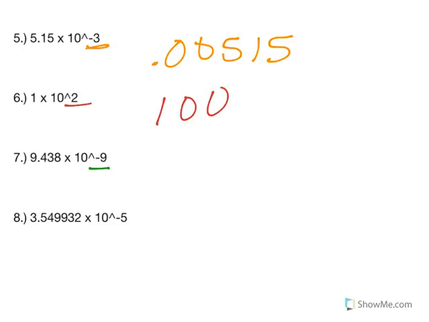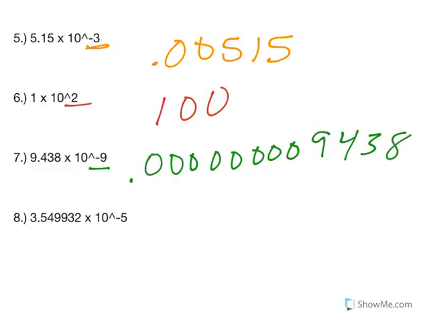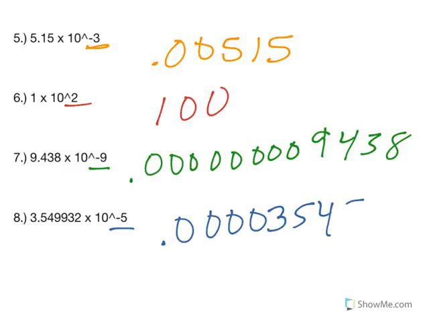Negative, I'm going to move it left 9 places, so I will have 8 zeros. 1, 2, 3, 4, 5, 6, 7, 8, and then 9, 4, 3, 8. And in number 8, I'm going to move it left 5 places, so I'll have 4 zeros. 1, 2, 3, 4, and then 3, 5, 4, 9, 9, 3, 2. We want to keep all of those numbers because they are given to us.